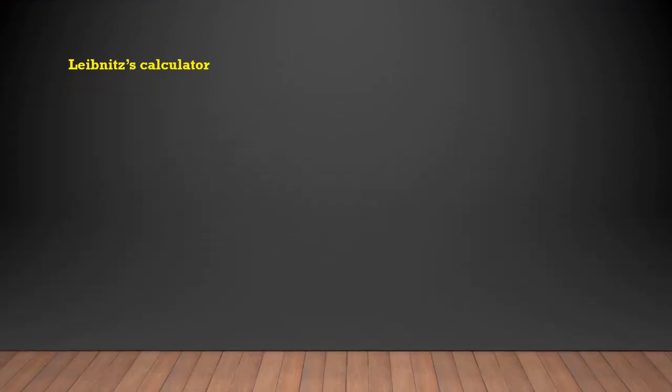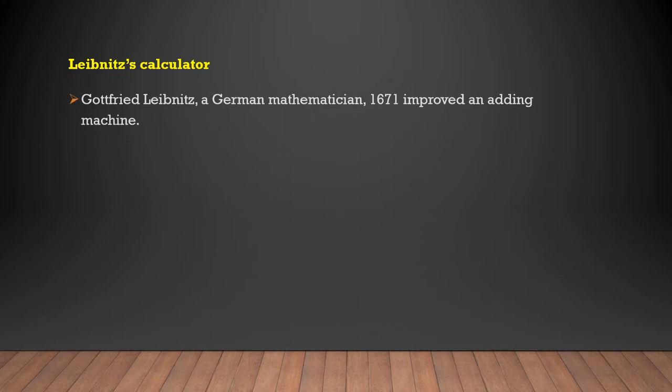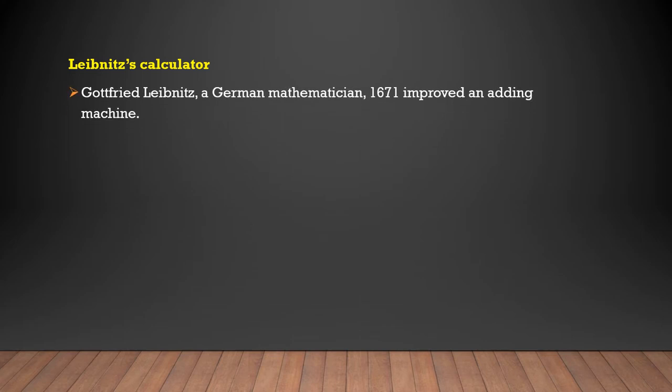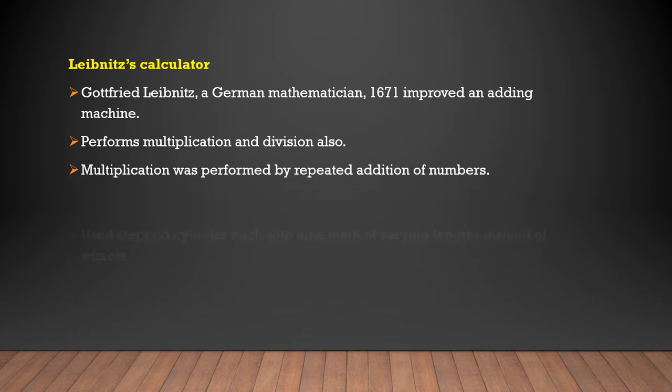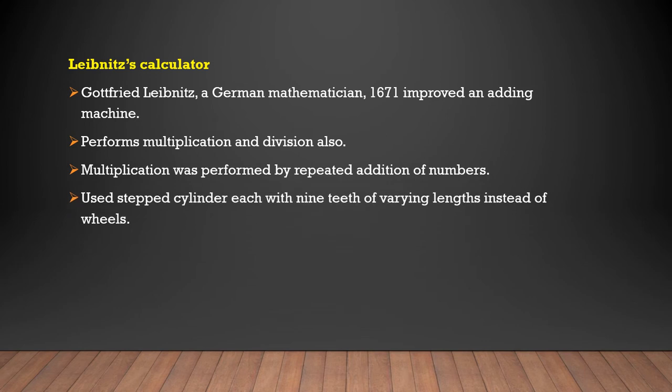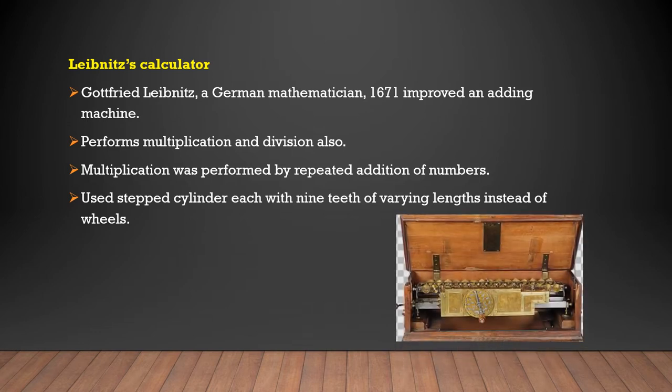Next is the Leibniz calculator. Gottfried Leibniz, a German mathematician, improved an adding machine and constructed a machine called the Leibniz machine in 1671. It was able to perform multiplication and division also. The machine performed multiplication through repeated addition of numbers. The Leibniz machine used step cylinders, each with 9 teeth of varying lengths, instead of wheels as was used by Pascal. So this is the figure of the Leibniz calculator.